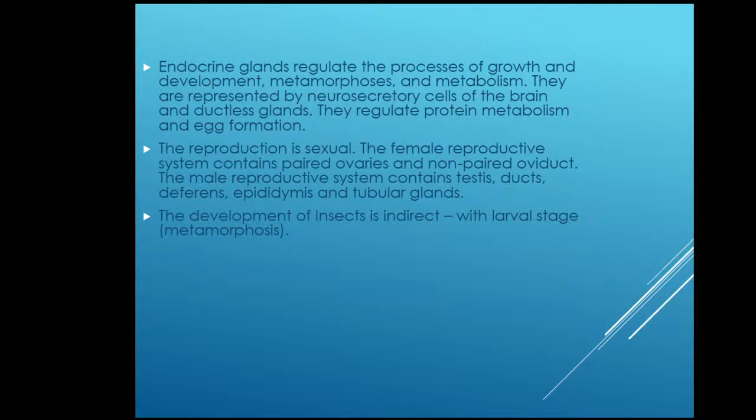Sexual dimorphism is characteristic of most insecta, so the females differ from males. The female reproductive system consists of paired ovaries and a non-paired oviduct. The male reproductive system contains testes, ducts, and tubular glands. The development of all insecta is indirect, with a larval stage or metamorphosis.